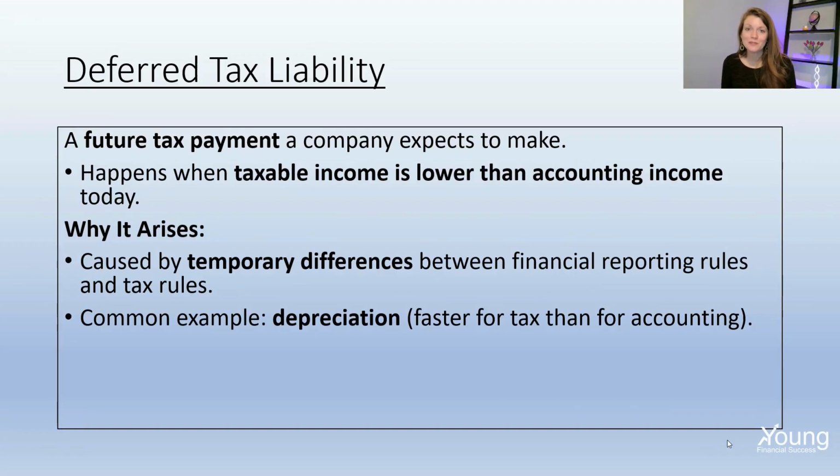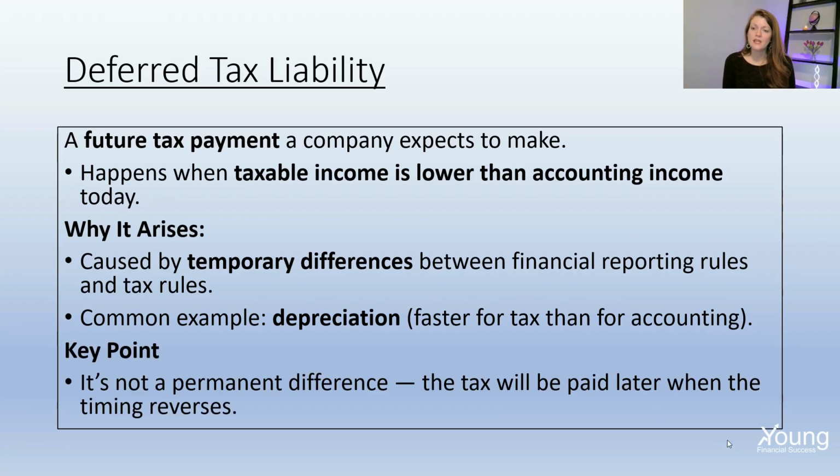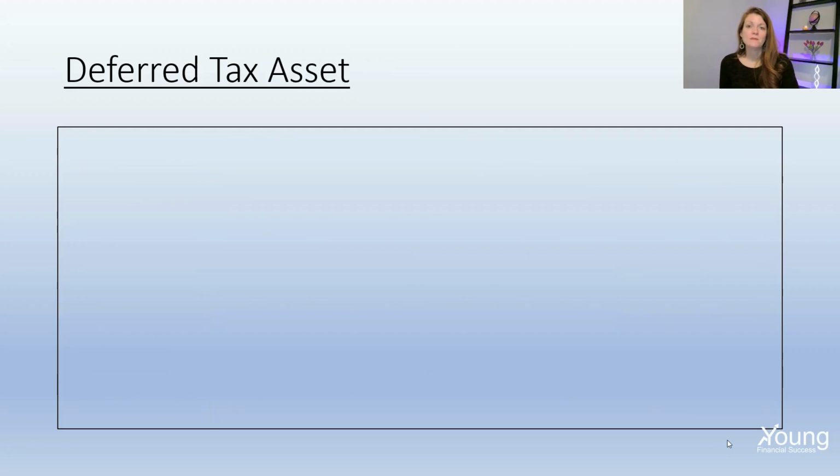So for tax purposes, we are showing that we have even less income. So we're getting that benefit today. We are depreciating our asset faster, and we say, we're going to pay less in taxes this year because we're depreciating it faster for our tax purposes. But that means in later years, we'll have to pay more in taxes. So that's where we are deferring our taxes till later. So it makes it a liability. It's not a permanent difference. The tax will be paid later when the timing reverses.